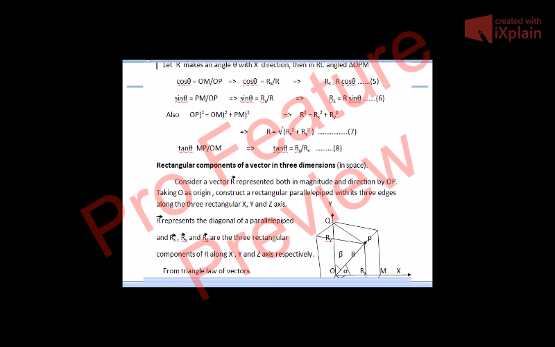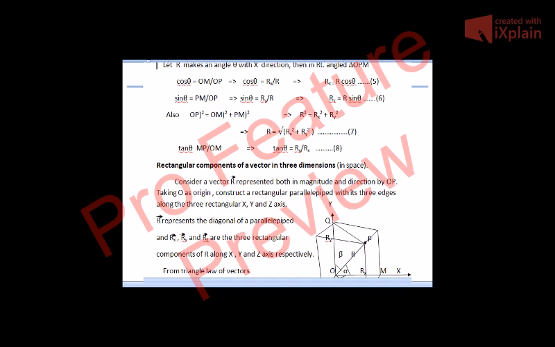Taking O as origin, construct a rectangular parallelepiped. Parallelepiped means just like a room, with its 3 edges along the 3 rectangular X, Y, and Z axis. R represents the diagonal of the parallelepiped, and Rx, Ry, and Rz are the 3 rectangular components of R along X, Y, and Z axis respectively.